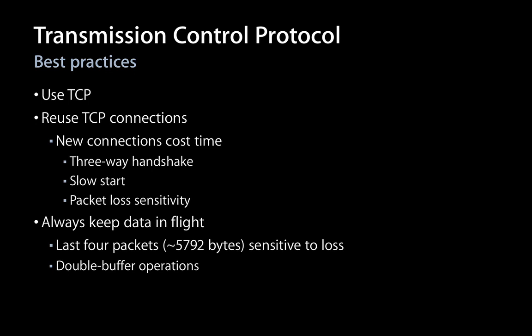It's also really important to keep a lot of data in flight. The last 4 packets on the TCP connection are the ones that are going to be sensitive to loss. If you can keep more than 4 packets in flight at any given time, you're going to be able to take advantage of the fast retransmit, and things will flow much better. One technique you can use for this is to double buffer operations. Instead of serially sending your requests, where you request something and when the response comes back, you request the next thing, you can issue a request for multiple things, so you always have a lot of packets coming back to you at any given time.